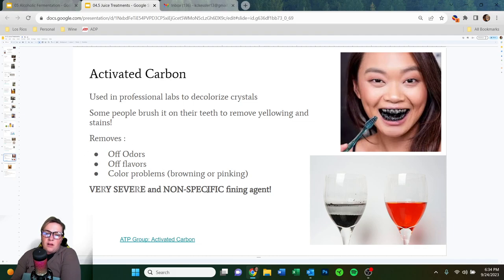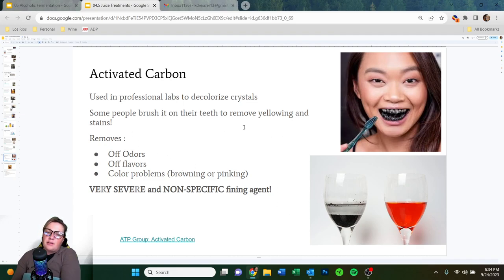So there's a long list of things that it does remove. It removes off odors, off flavors, and color problems, it strips color. If you leave it on for too long, or if you add too much, it strips everything. And what's left behind is literally just alcohol and water. So you'll have no color, no flavors, and no aromas. And that's not very fun either.